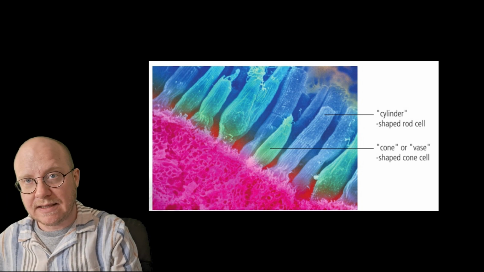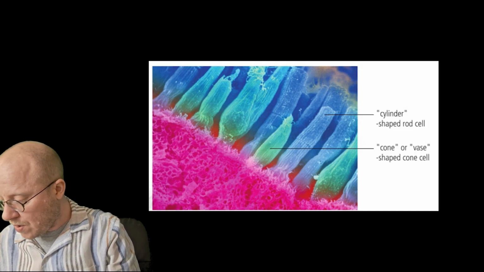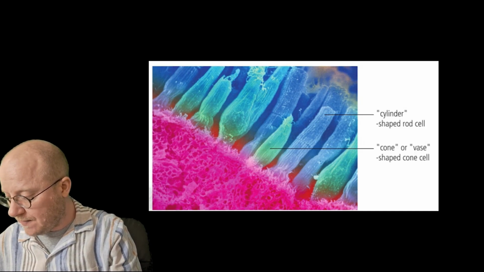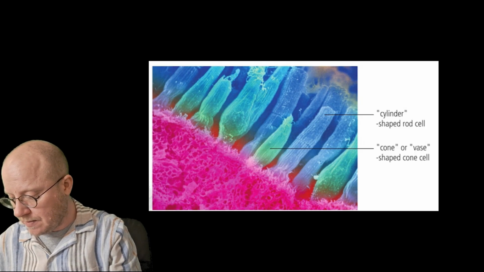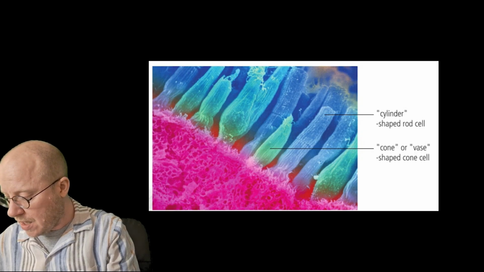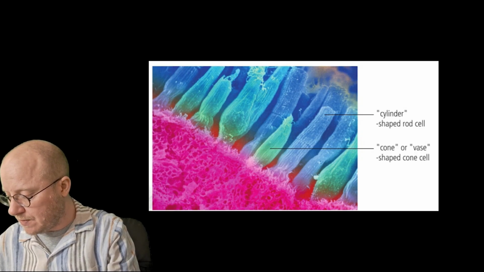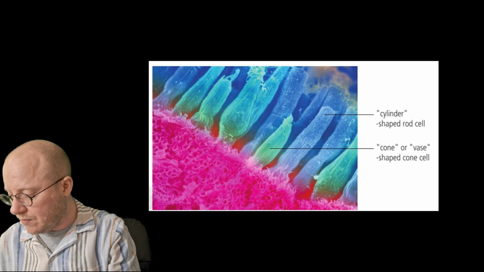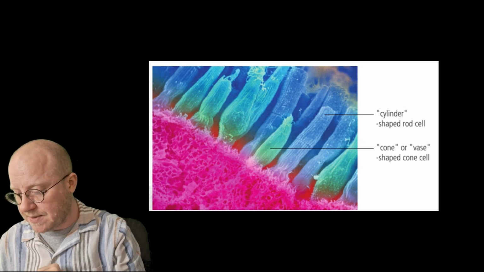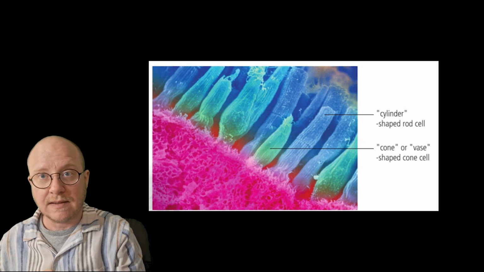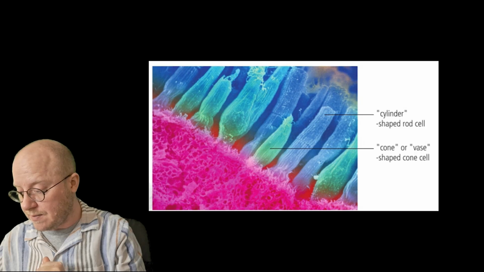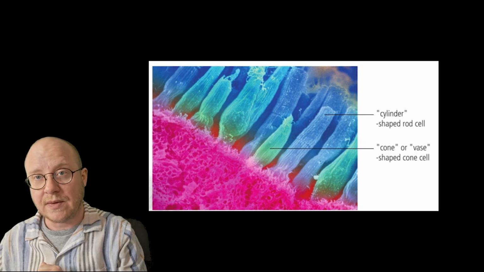A long skinny cylinder. Rod cells that contain black and white vision are shown in blue. They are rod-shaped. And cone cells responsible for color vision are shown in green. They are cone-shaped. Well, that's convenient, naming things after their shape. So we've got rods and cones. So rods process black and white, and cones process color.